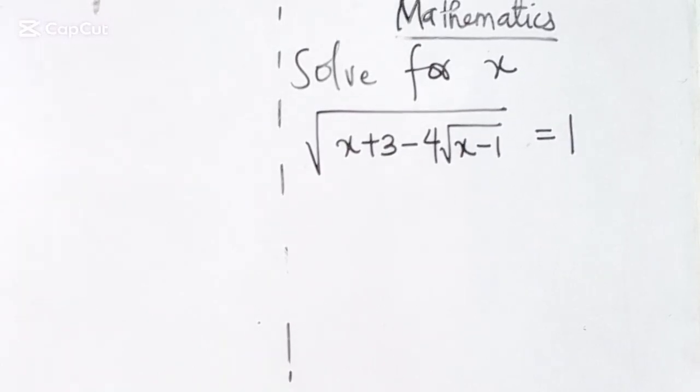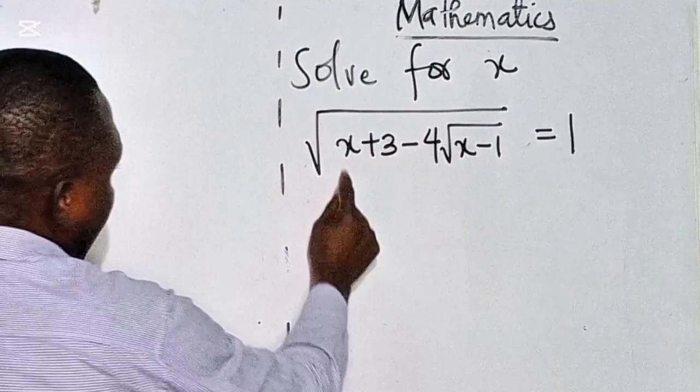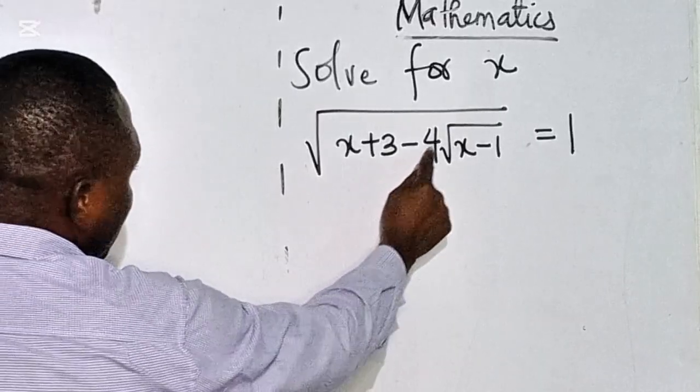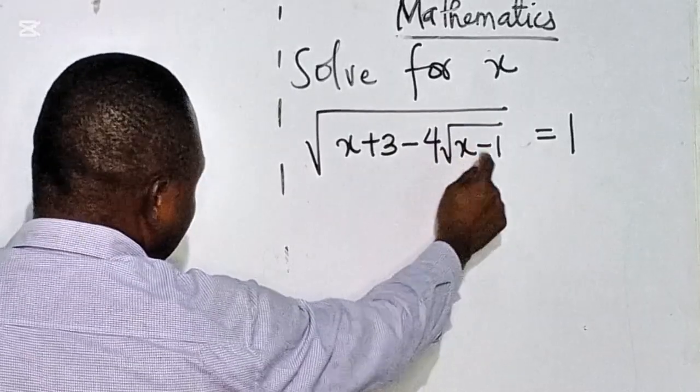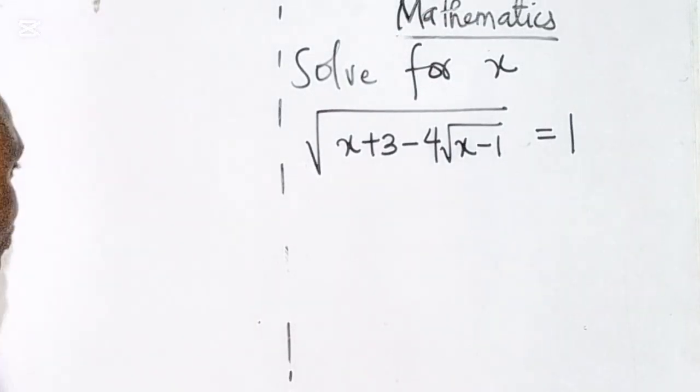Online tutor. Today we shall be looking at mathematics. Now we have a question on the board. We are asked to solve for x in this particular equation. Okay, so we have square root of (x plus 3) minus 4 times another square root, square root of (x minus 1), equals 1. Now how do we find the value of x in this equation? Let us go.